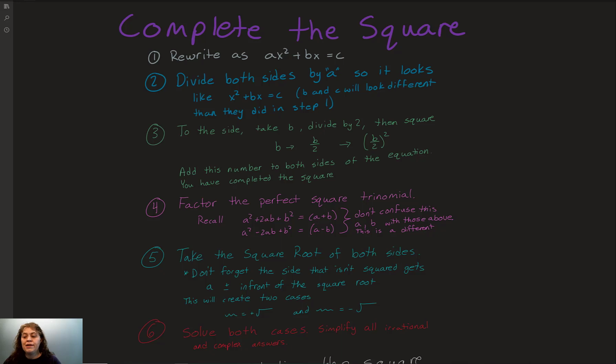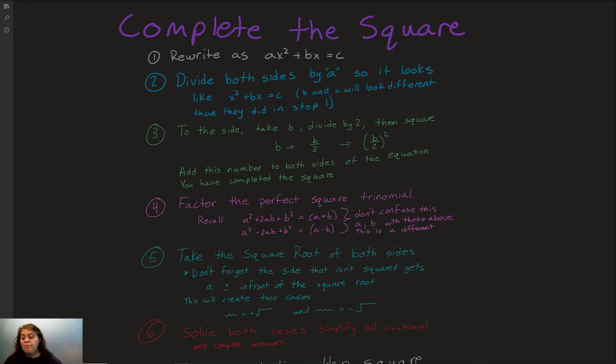We're going to divide both sides by a, that leading coefficient, so that it looks like x squared plus bx equals c. Note, b and c in step 2 are not the same b and c as they came from step 1. We've divided them by a. It's not the same number anymore, but we still want to say b and c because that's like our placeholders for the thing in front of the x and the thing that doesn't have an x next to it. And then off to the side, we're going to take b, divide by 2, then square it.